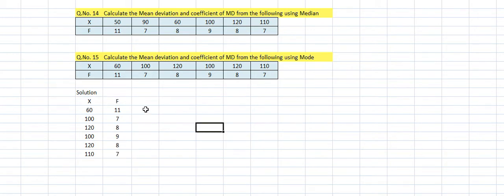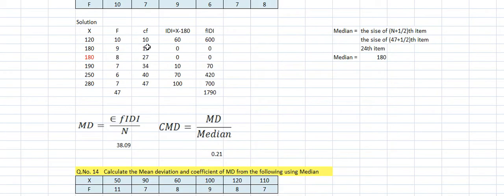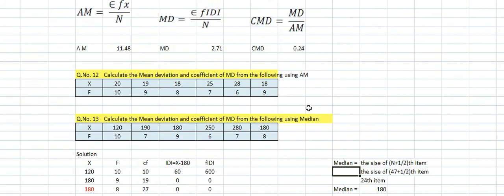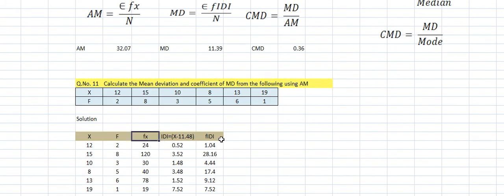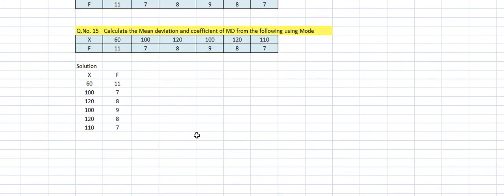Clear? Now you need to find what? In case of median, you computed the CF for median purpose. In case of mean, you computed fx for mean purpose. But for mode purpose, no need to find anything. How to find the mode? The mode formula is very simple. Mode equals the variable having the highest frequency.